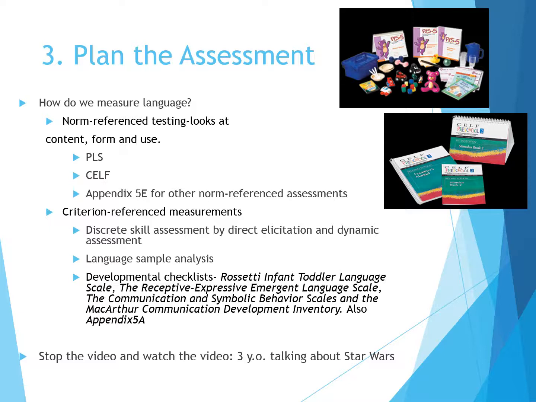The PLS is for children from birth to age 6. It is divided into 2 sections, the receptive section and the expressive section, and is organized in each by developmental age. The clinician gives the receptive part and then the expressive part to find their language functioning in each.